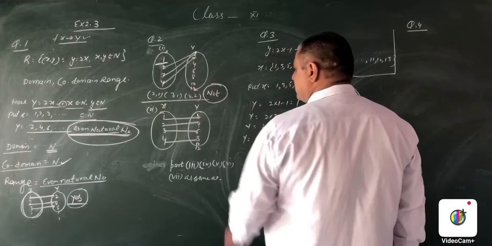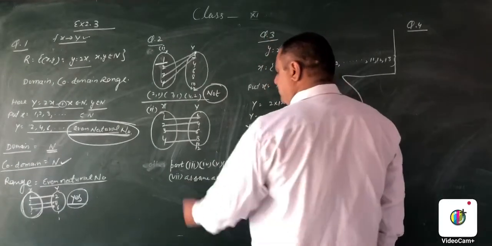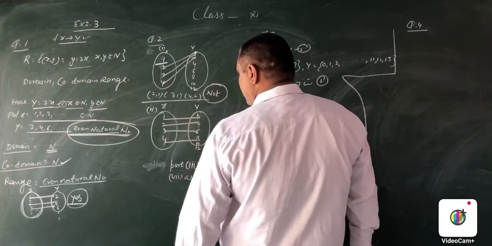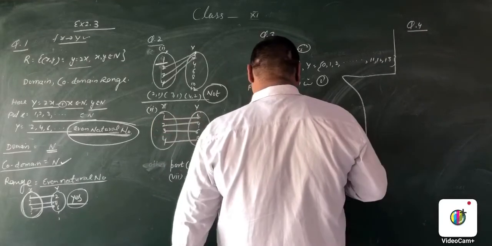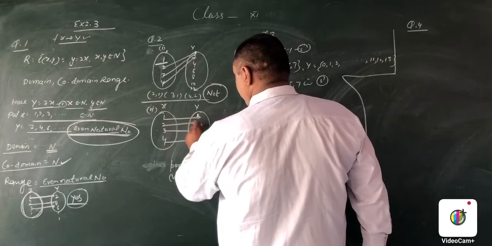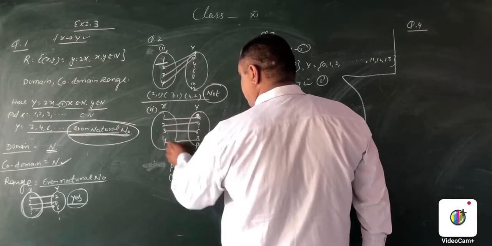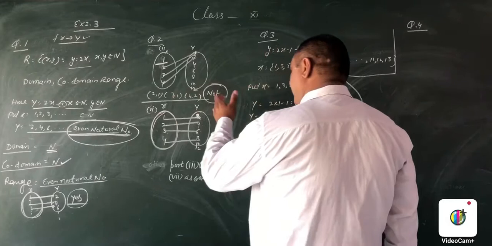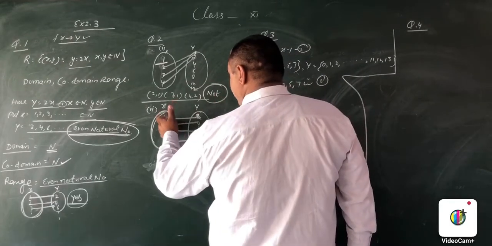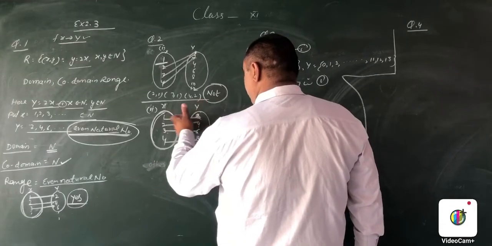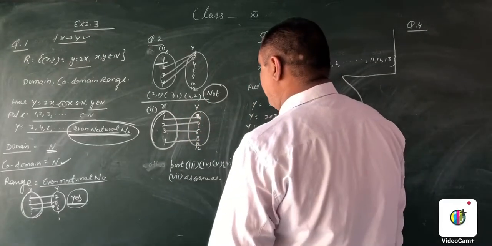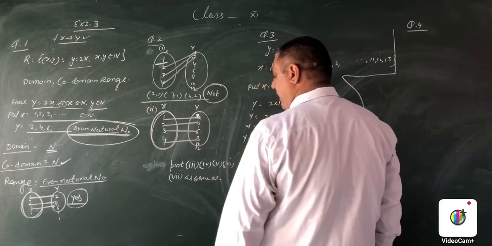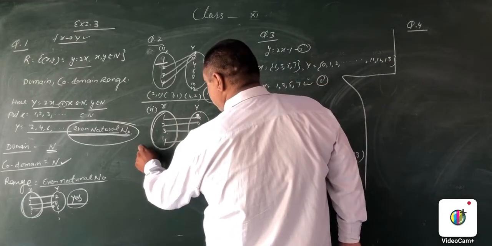This is the first type we have discussed. Now it is given x is 1, 2, 3, 4 and y has the values 2, 4, 6, 8. Every element of x is associated: 1 with 2, 2 with 4, 3 with 6, 4 with 8. All elements of x are associated with elements of y. It means every element of x is connected to at least one element of y. Here there is no element in x that is not connected to y. So this is a function. Yes, this is a function.